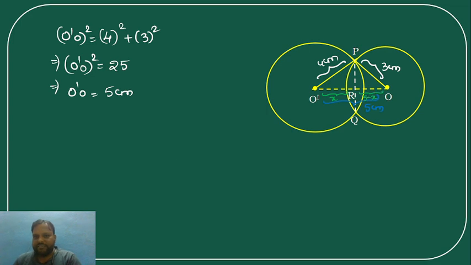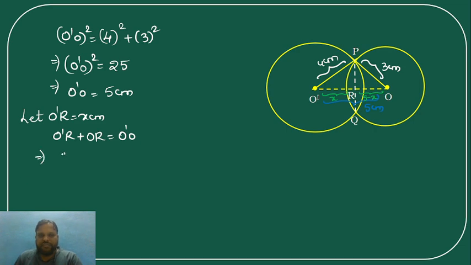5 minus X, right? This is what we will assume here. So let O'R be equal to X centimeters. We know that O'R plus OR is equal to O'O. So from this, OR is equal to O'O minus O'R. O'O we got as 5 and O'R is X. So it will be 5 minus X centimeters.